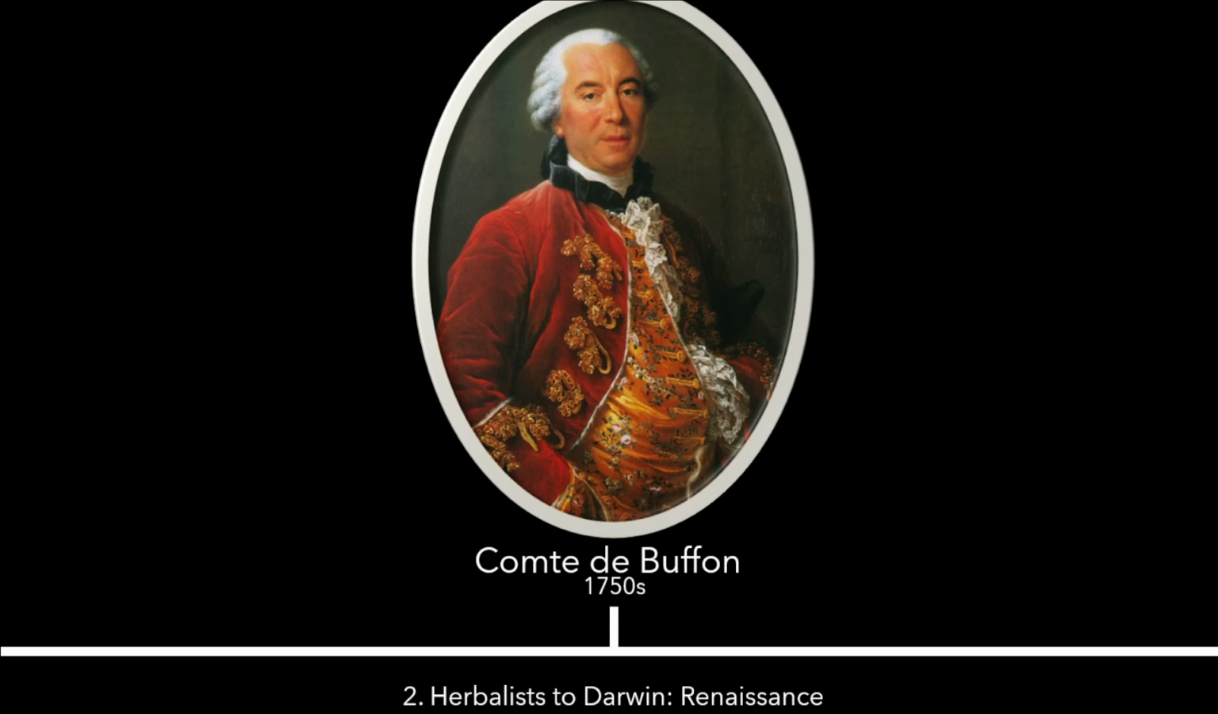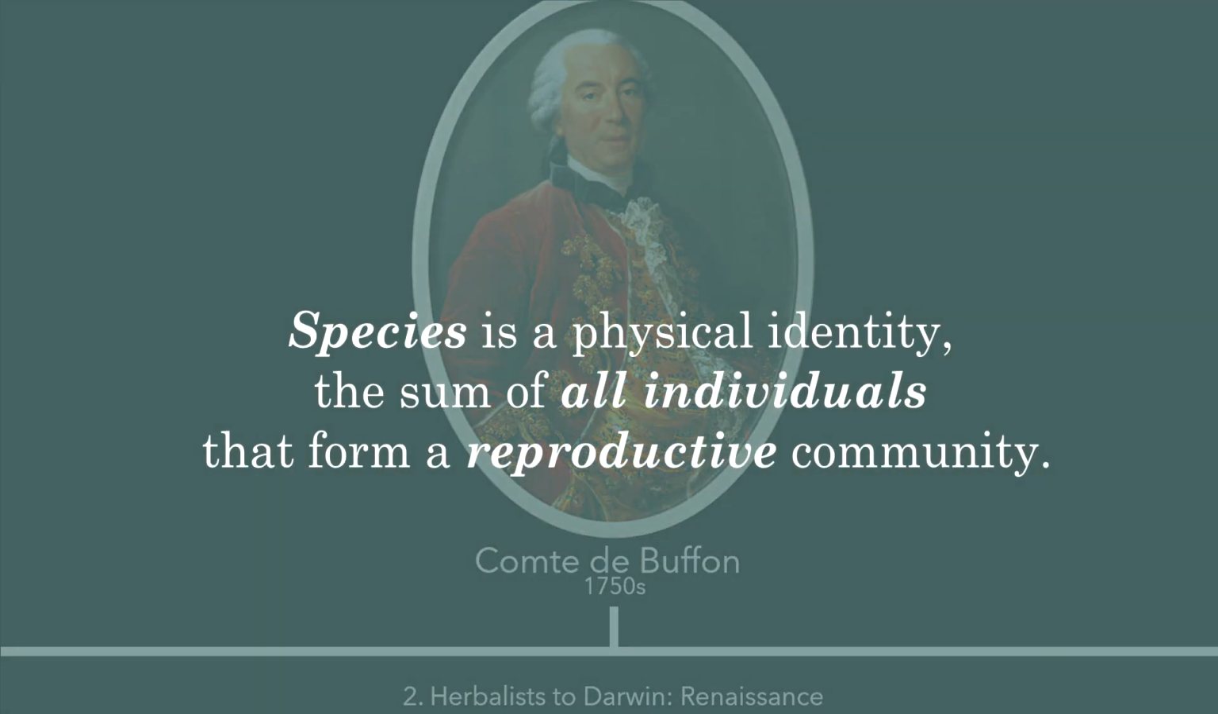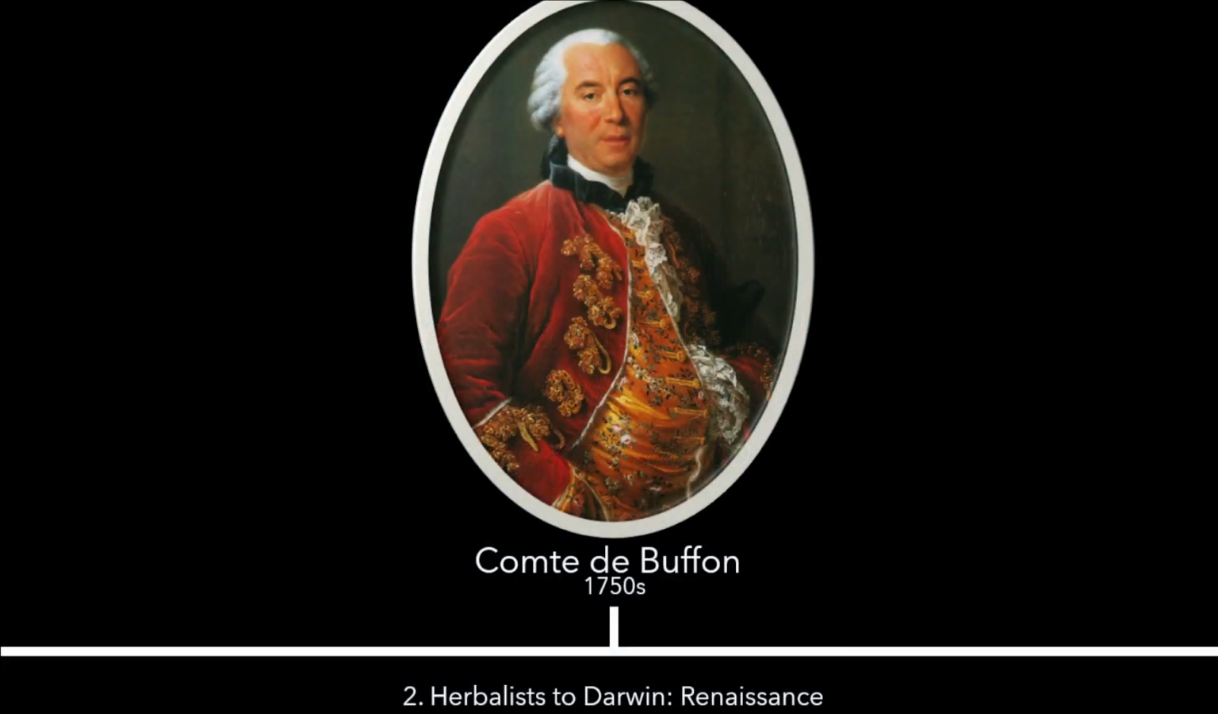Okay? So, for Comte de Buffon, species is a physical identity. And this species is the sum of all individuals that form a reproductive community. Okay? Take note, reproductive community. So, for Comte de Buffon, ito yung mga organisms na pwedeng mag-procreate. Okay? Yun yung species.